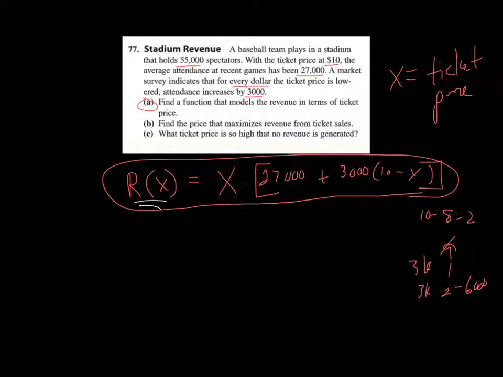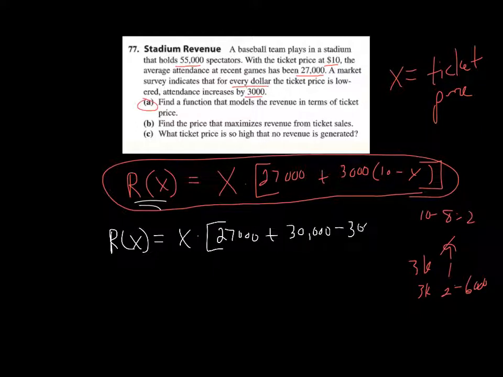Now what? We're just going to do a little bit of algebra. Revenue generated is equal to x times, open that bracket up, 27,000. Now we're going to do a little bit of distribution. So 3,000 times 10 is going to be 30,000 minus 3,000x. Close that. Okay, now what? We can combine like terms and then distribute x to that.